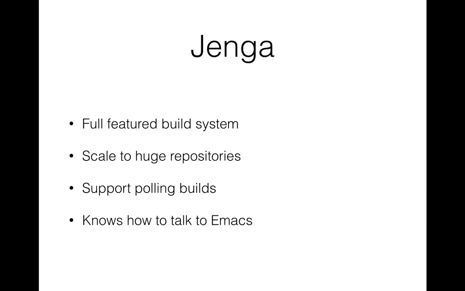So Jenga, what is it? It is a full featured build system. It scales to huge repositories. Basically, because we have these huge, massive repositories, we needed a build system that can deal with this in an efficient way. It supports polling build, and it's supported in the core system. It's not something that's on top of Jenga, it's really in the core of Jenga. And that's quite important because when you have a massive repository and you change a file, you want to get feedback as soon as possible. You don't want to wait 2 seconds to get an answer, you want it like this. You edit your file and you get the error straight away. Otherwise, it gets really painful when you work with this massive repository.